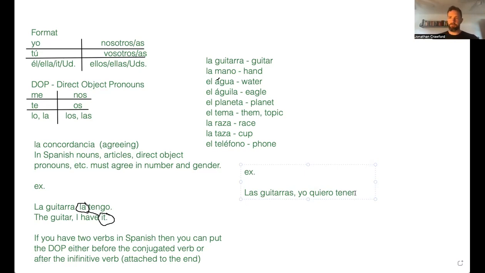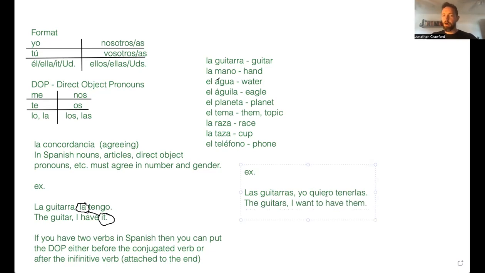The conjugated form of the verb is when the ending has changed to something, right? Quiero, that's conjugated. That's the conjugated yo form of the verb querer. In the infinitive form, it's querer. Querer is an ER verb. It's also a boot verb. I recommend watching my video on boot verbs. All right. Las guitarras, yo quiero tenerlas. That means the guitars, I want to have them.